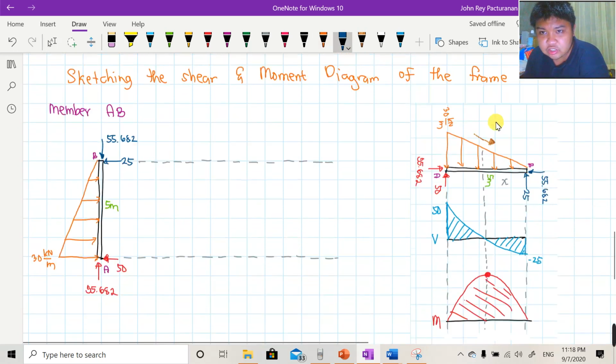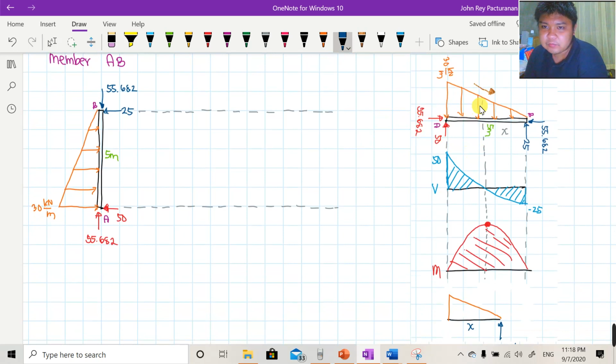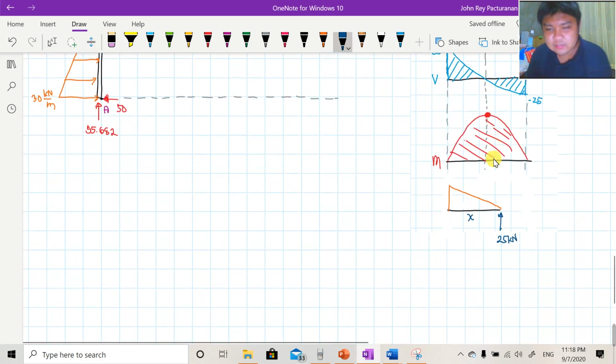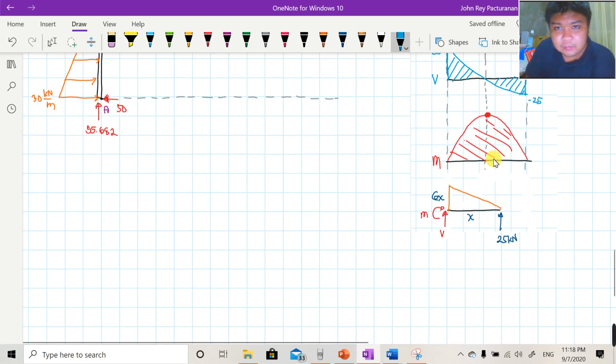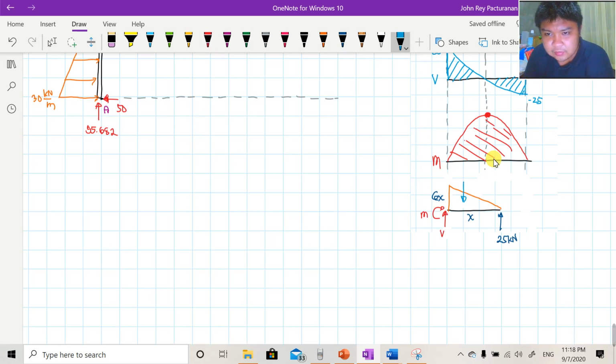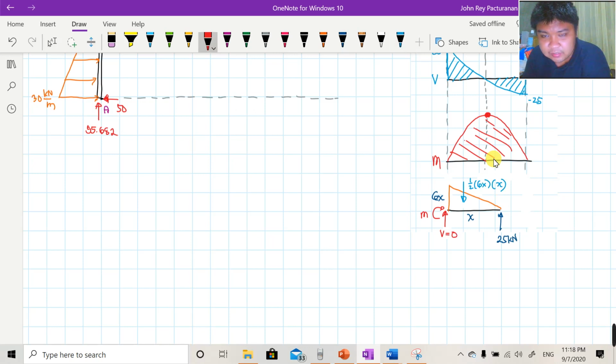And syempre, by ratio and proportion, 5 meter yung distance dito, class. So therefore, magiging 6x ito, based sa ratio and proportion. Halata naman, class, 6x to. Ilagay mo yung convention ng positive shear. Di ba kapag nasa kanan ang cut, ganito ang positive na shear and ganito ang positive moment. O ayan lang, bilisan lang natin yan. And alam mo, ang mangyayari dito is magiging 1/2 ng 6x times x, di ba? So on the other hand, ang shear pala natin ay 0.